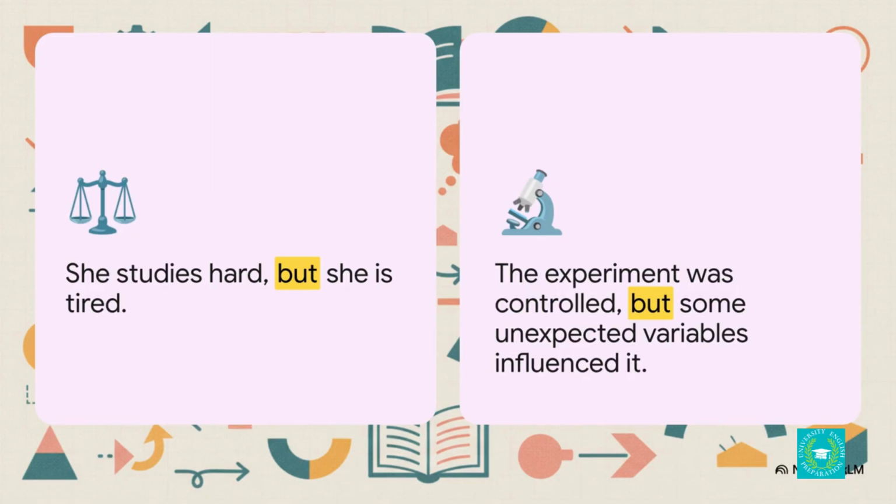For instance, she studies hard, but she is tired. Or for more academic feel, the experiment was carefully controlled, but some unexpected variables influenced the outcome. You see how both halves of that sentence carry the same weight? That's what a compound sentence does best.